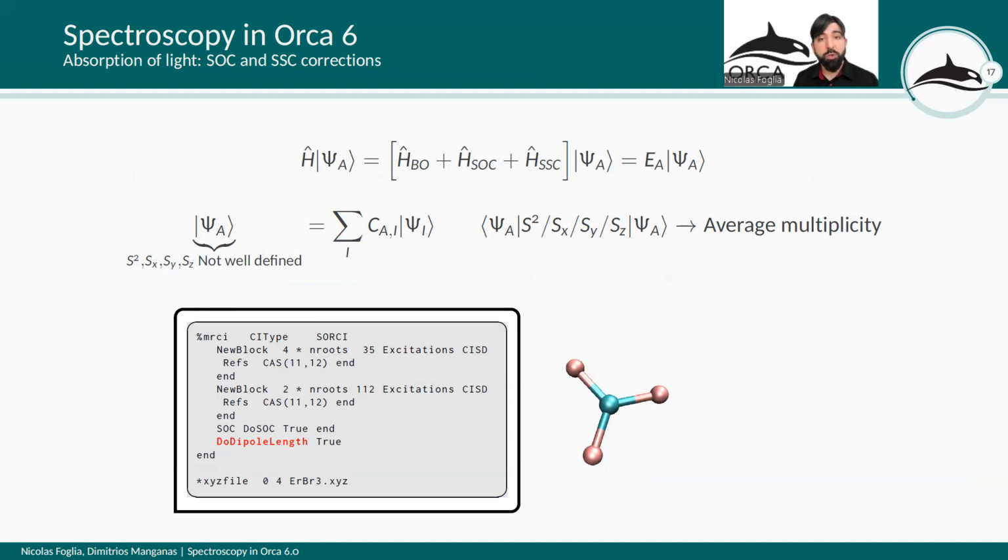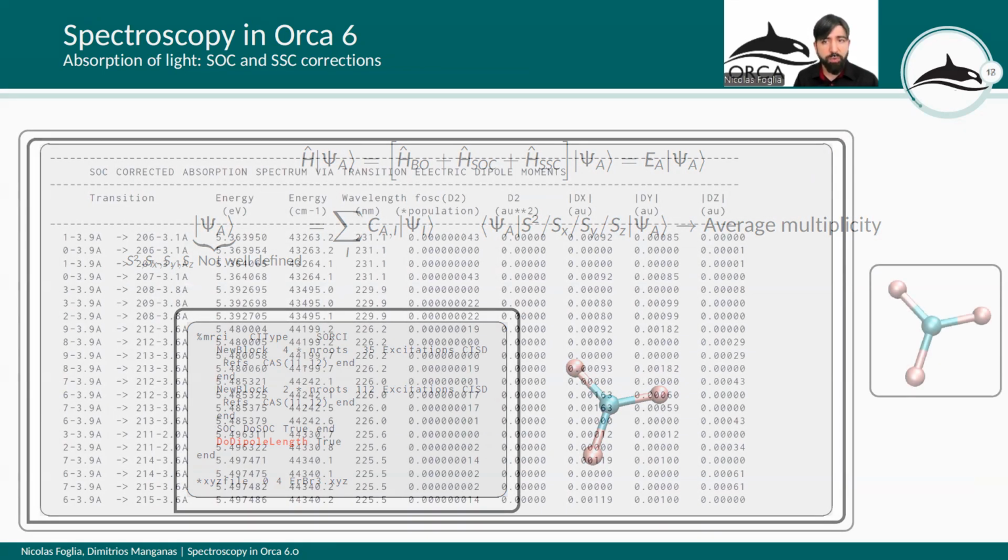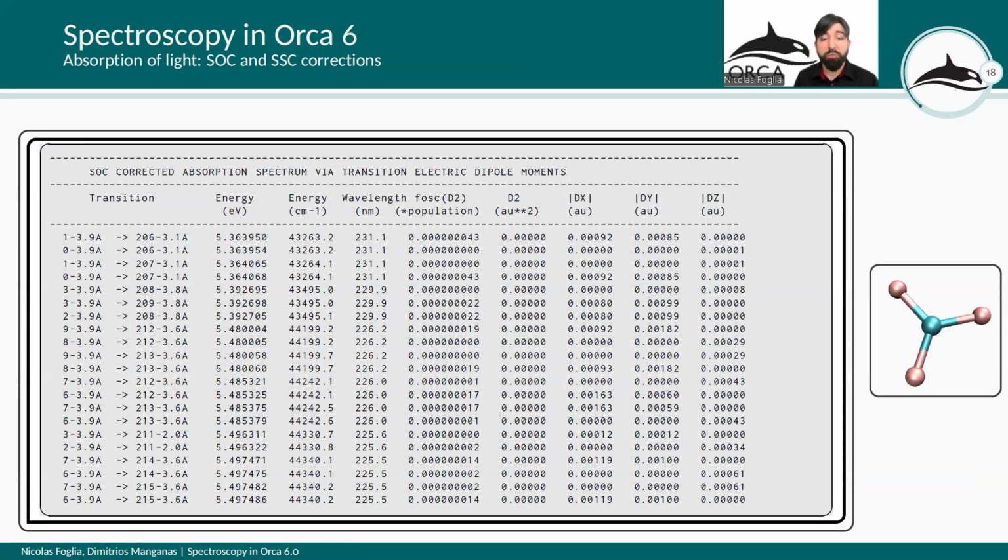The one-photon spectroscopy tool has also been implemented to compute absorption and circular dichroism spectrum, including spin-orbit coupling and spin-spin coupling corrections using quasi-degenerate perturbation theory. All gauges are available using the same keywords I mentioned before. In these cases, because the multiplicity of the relativistically corrected states is not well defined, the average multiplicity is printed, while the rest of the tables remain the same.